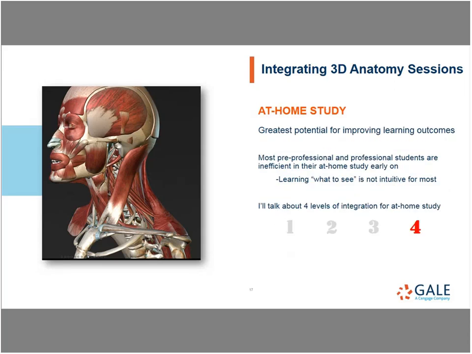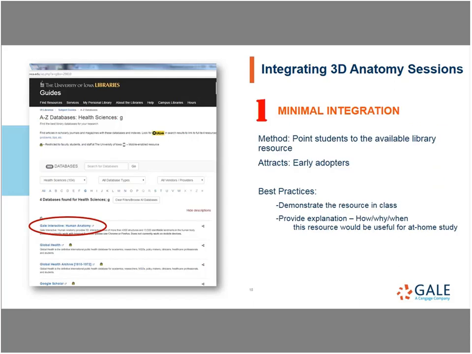And then lastly, at home, I feel like this is the area where we have the most potential, and it's also where people seem to be the least familiar with how to make inroads. So I'm going to talk about four different levels of integration of this sort of technology for at-home study. There are increasing levels of integration, all the way from very casual integration to the full-blown level of integration. So let's start with minimal.